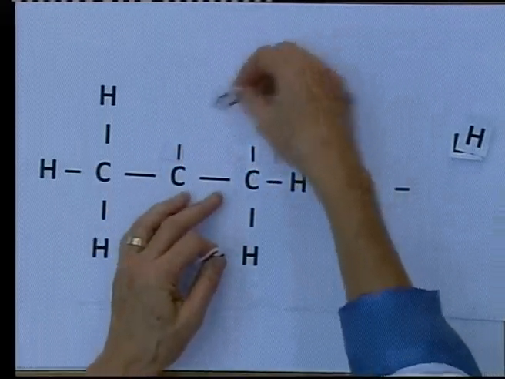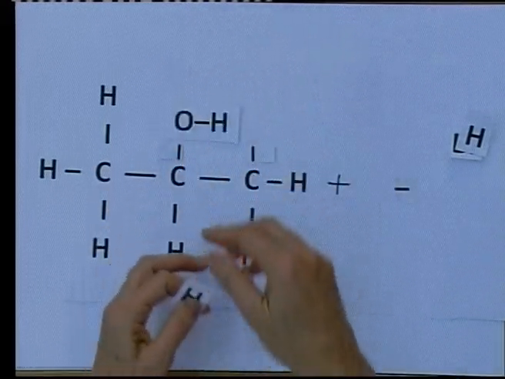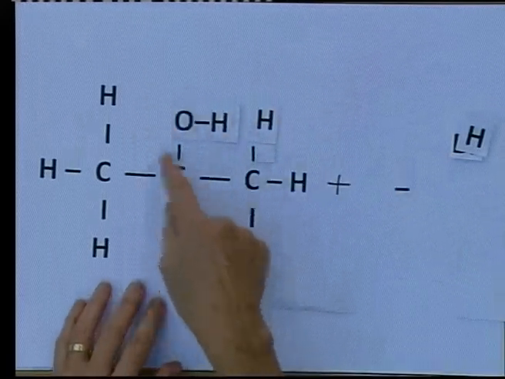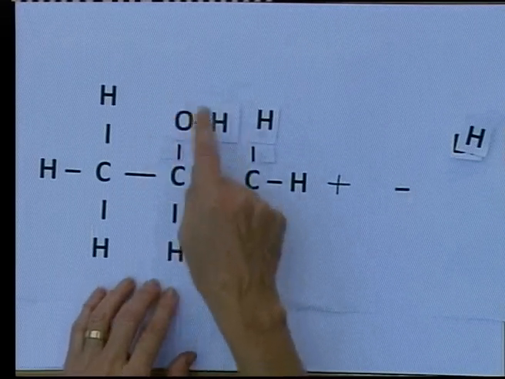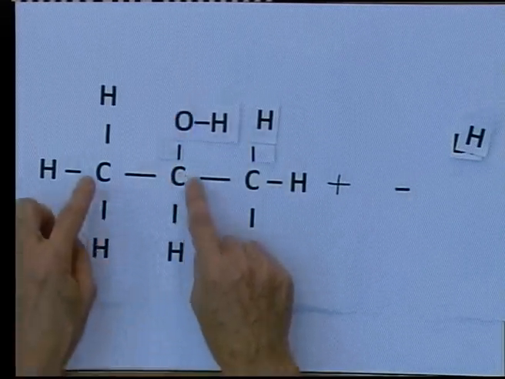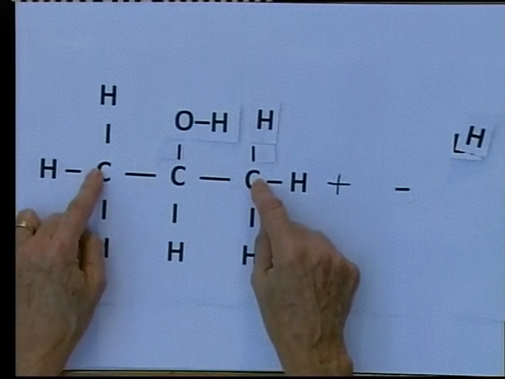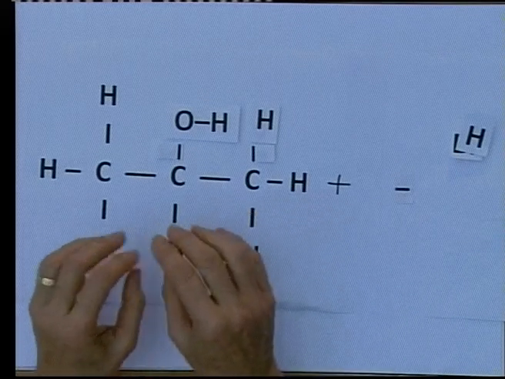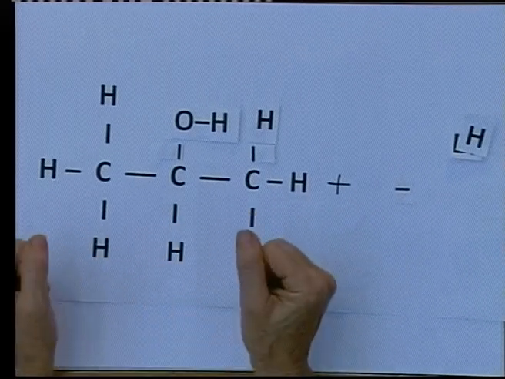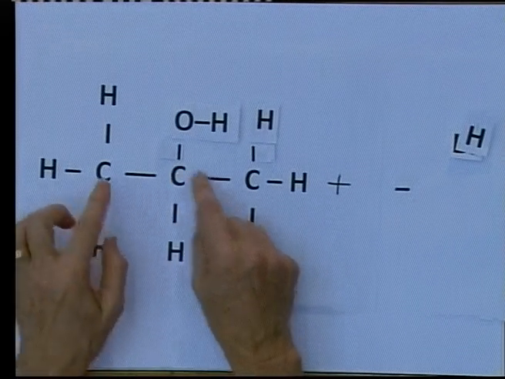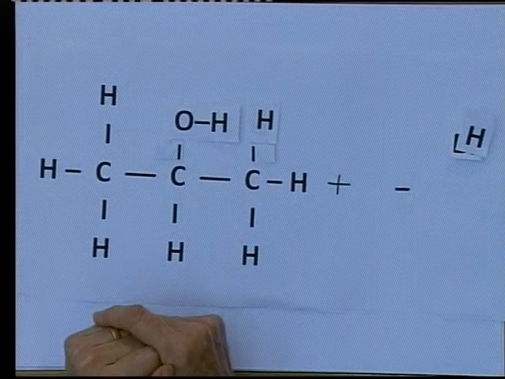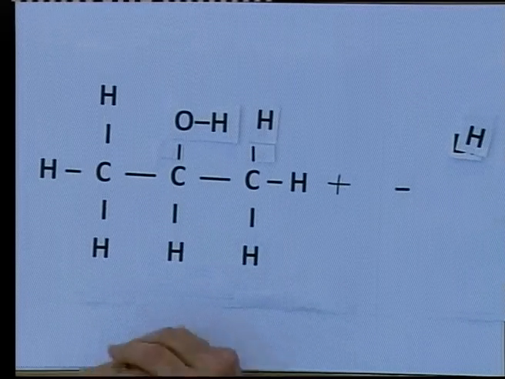If this OH group is attached to that carbon, then the C to which the functional group, the OH group, is attached, that C is attached to two other carbons. So in other words, it's a carbon somewhere in the middle of the chain. And secundu means two. So in other words, this is attached to two other carbons, and therefore this is a secondary alcohol. Now, I think you can guess now what a tertiary alcohol will be.